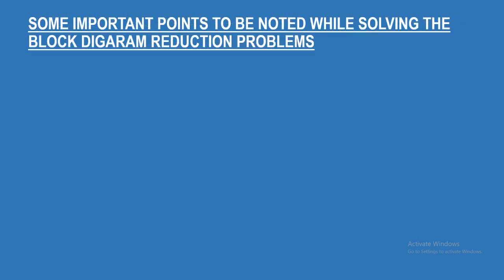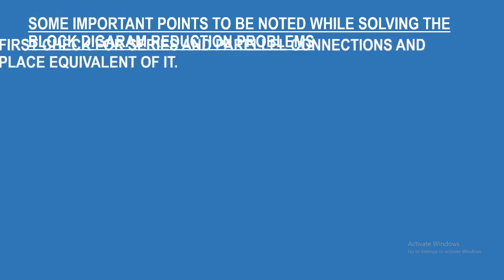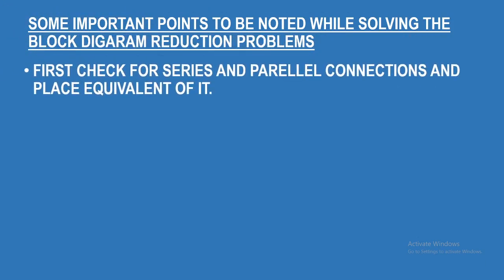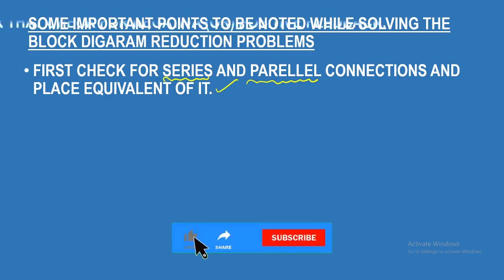Some important points you should keep in mind while solving this block diagram reduction problem. See, first you have to check whether there are any series elements or any parallel connected blocks. First you have to take the equivalent of that. That means you have to give first priority to series elements or parallel elements, so that you can reduce your block diagram very easily.